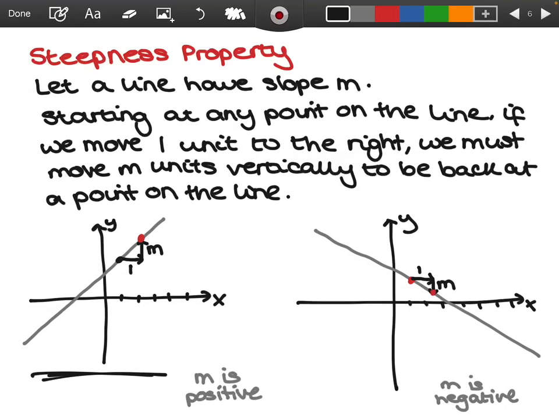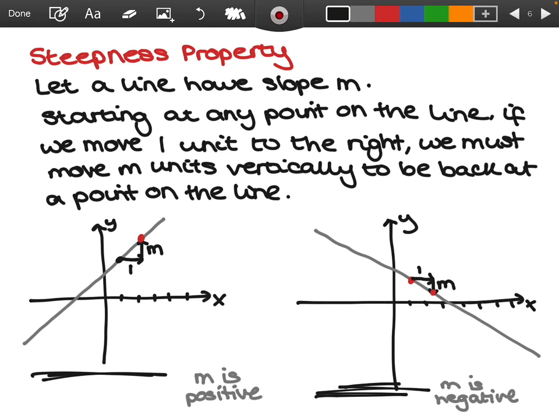If m is a very large negative number, you're going to end up with a line that still has this negative slope like this, but it's going to be very steep. It's just going to fall as you go from left to right rather than rise as you go from left to right, as it does if m is positive. So it's the same idea, it's just that these lines are going to get more and more like a vertical line the larger that value of m gets, whether it's a larger positive number or a larger negative number.